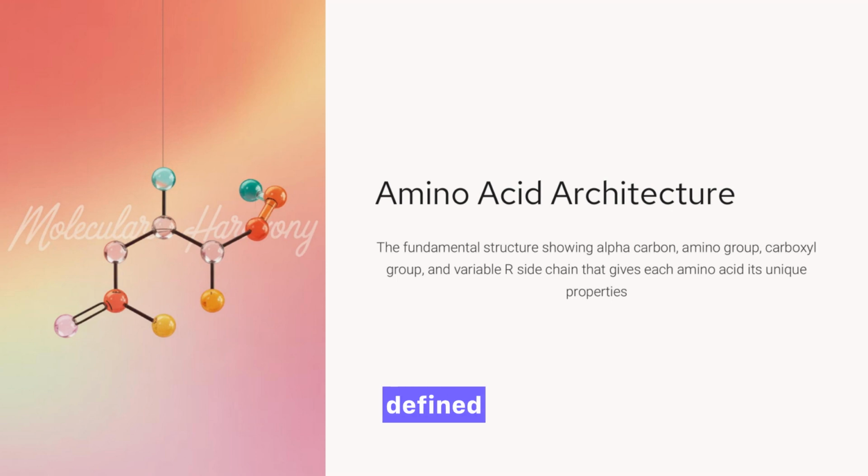Amino acids are defined by their architecture: an alpha carbon bonded to an amino group, a carboxyl group, and a variable R side chain. This R group imparts unique properties to each amino acid, influencing protein structure and function. Understanding this architecture is crucial for grasping how proteins achieve their diverse roles in biological systems.